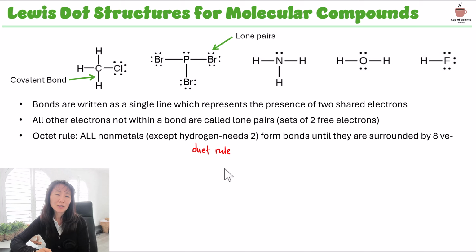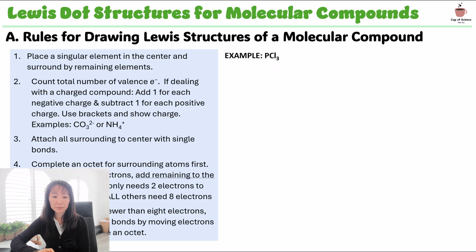So how do we even write this? How do we know this nitrogen has to have 2 lone pairs and 3 hydrogens? How do we draw this? To draw the Lewis dot structure, we need to follow some rules. Now, these are the rules, and I will go over each rule with you as I draw PCl3.